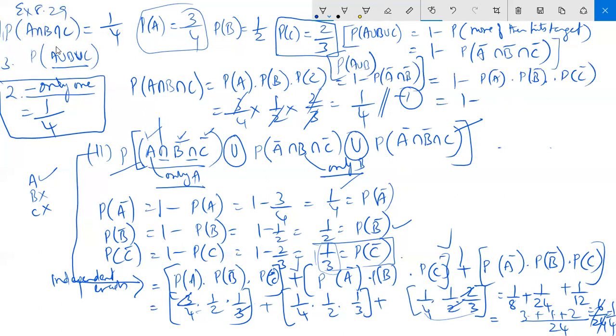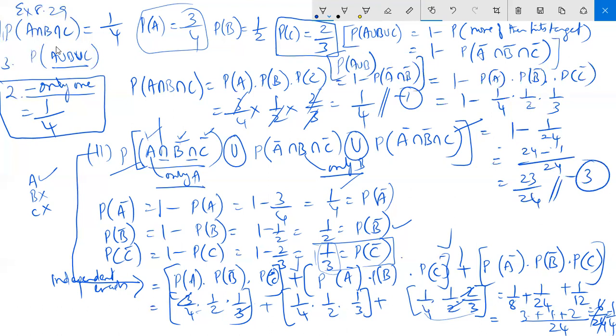What is A dash? A dash is 1 by 4. B dash is 1 by 2. And P of C dash is 1 by 3. Very simple. 1 minus 4 into 2, 8. 8 into 3, 24. That is equal to 24 minus 1 by 24. At least one.